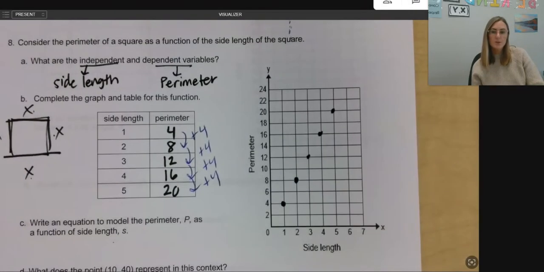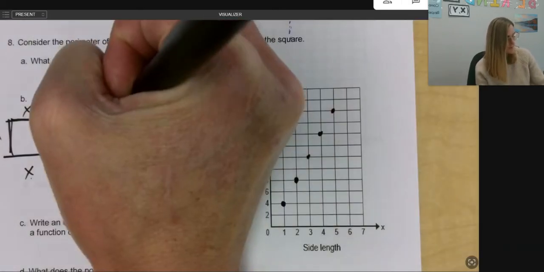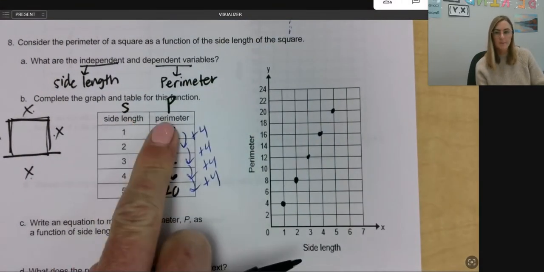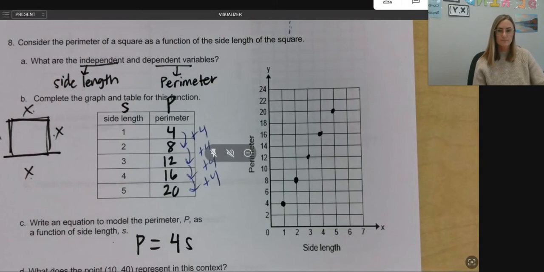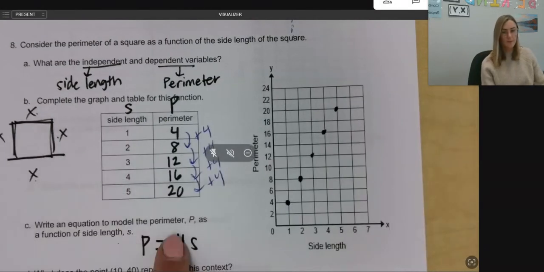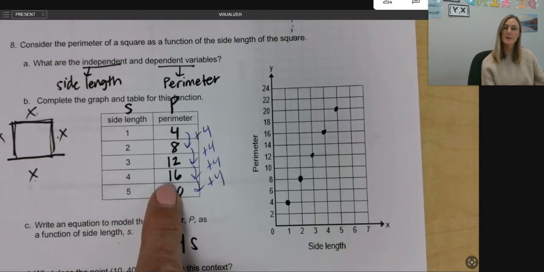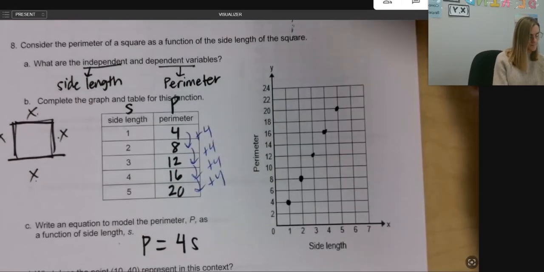So write an equation to model the perimeter P as a function of the side length. So go ahead and write the equation. How do I get from S or x to my perimeter? This is just going to be perimeter equals 4 times my side length. Every single time I'm multiplying my side length times 4 to get to my perimeter.